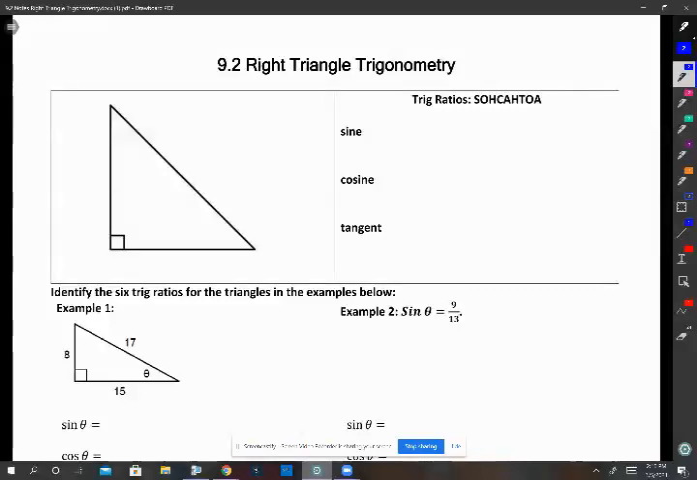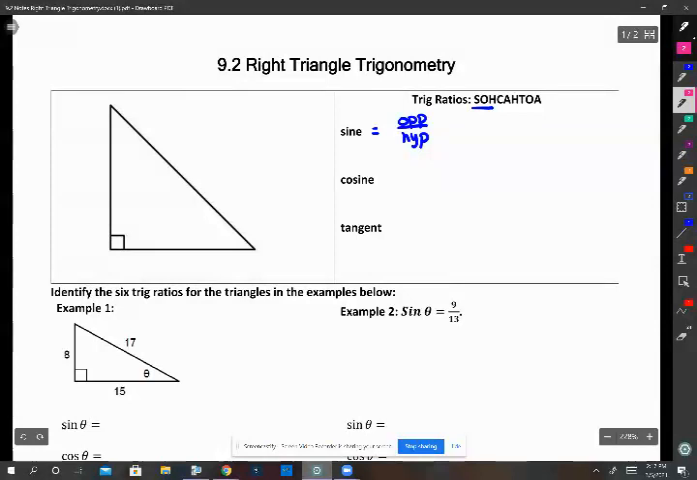So in 9.1, we used Pythagorean theorem to look for the sides of a right triangle. And today what we're going to do is focus on how we can write the ratio or the fraction relating the sides to each other. And so there's a little acronym called SOHCAHTOA, and that helps us figure out the sides that we can say are proportional. So the SOH stands for our sine. So sine is going to be O, which is opposite, over H, which is hypotenuse.